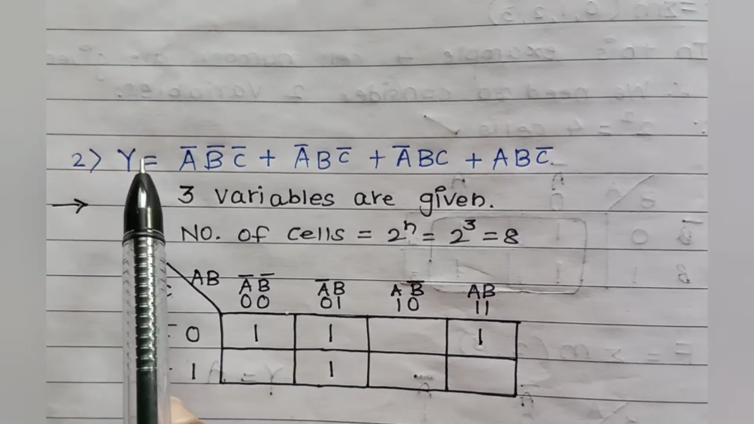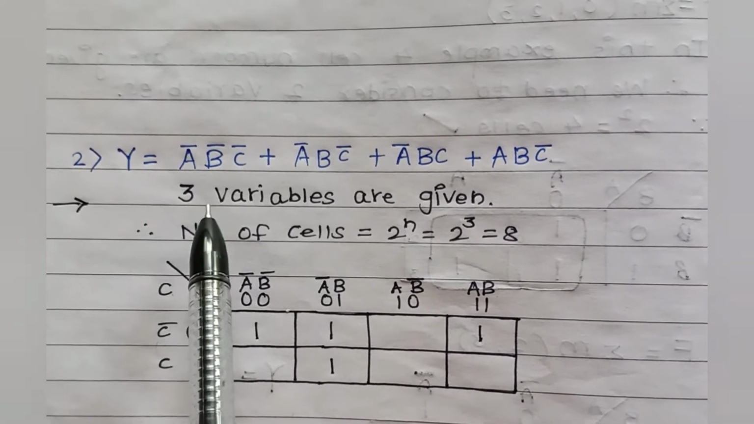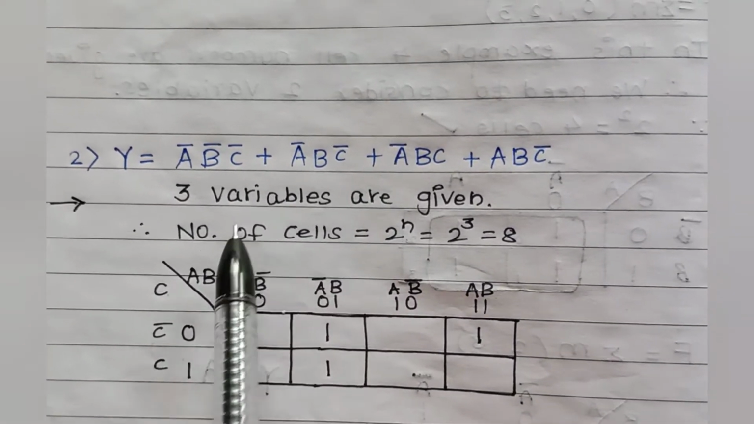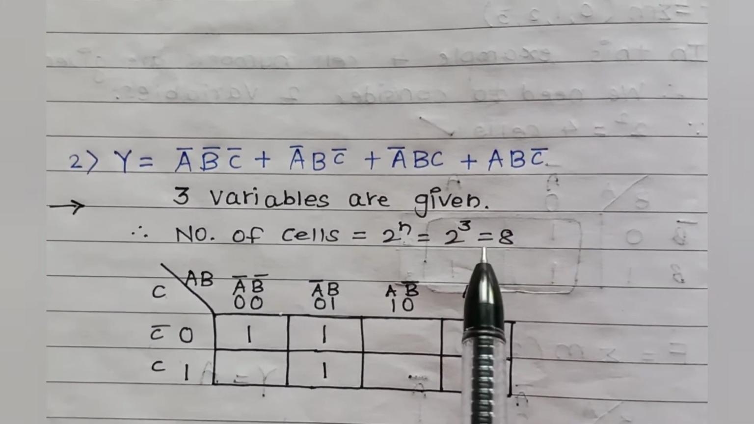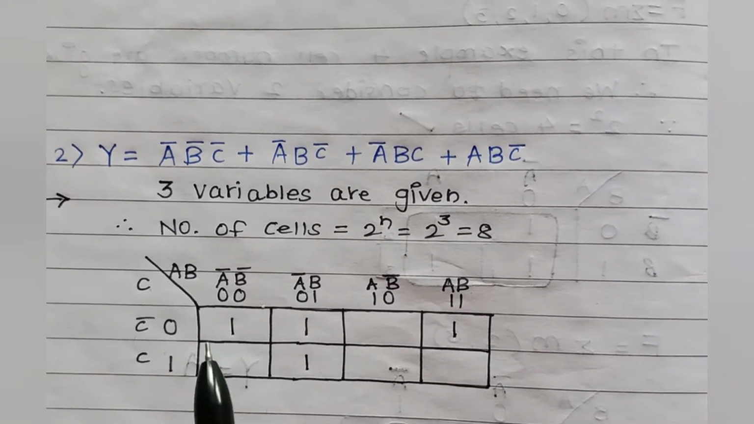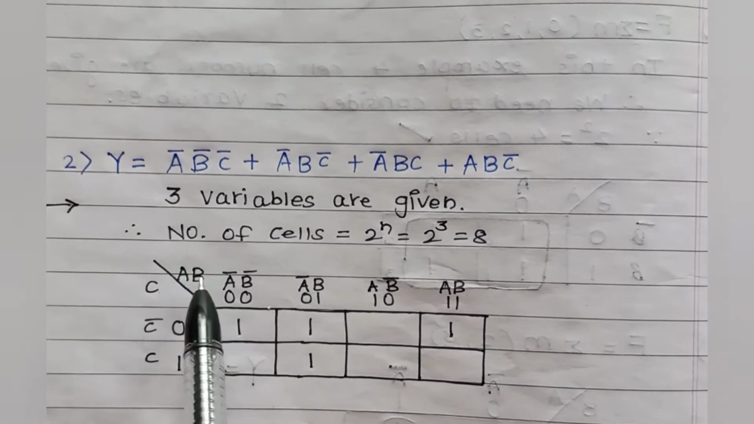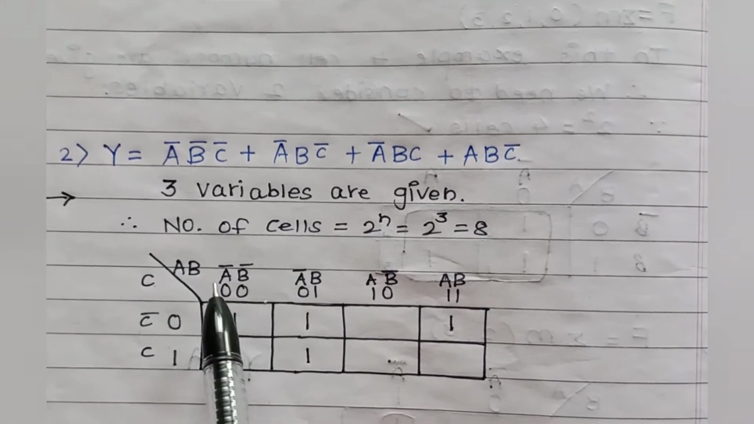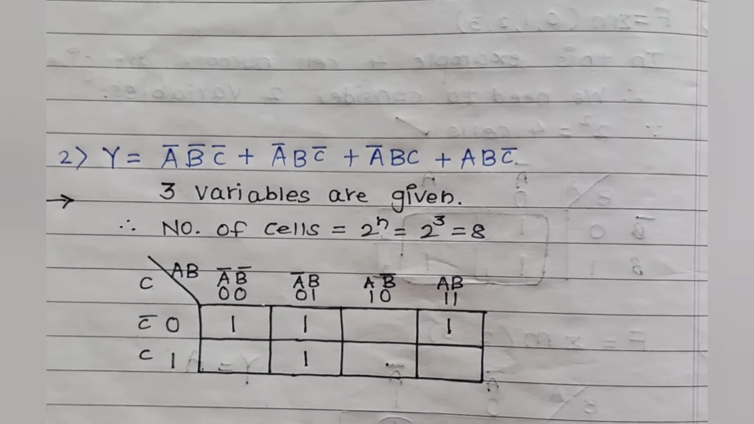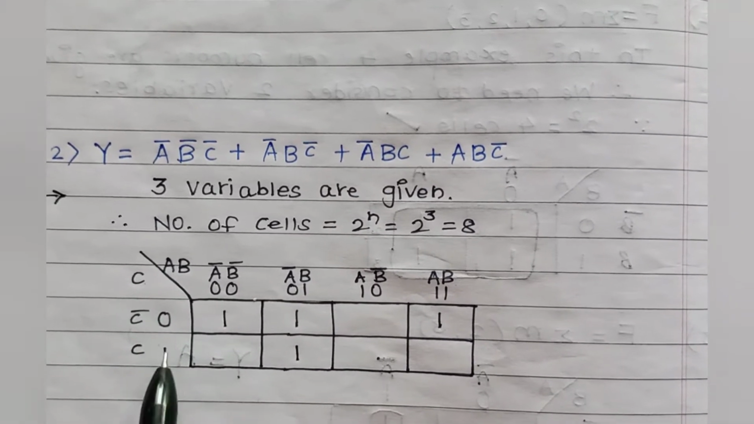In this video, we are going to solve the problem on 3 variable K-map. In this equation, we have 3 variables. So, number of cells will be 2 raised to 3, that is 8 cells. And I have drawn here totally 8 cells. Then I have taken inputs as A, B and C. For A, B it is 0, 0, 0, 1, 1, 0, 1, 1. And for C it is 0 and 1.